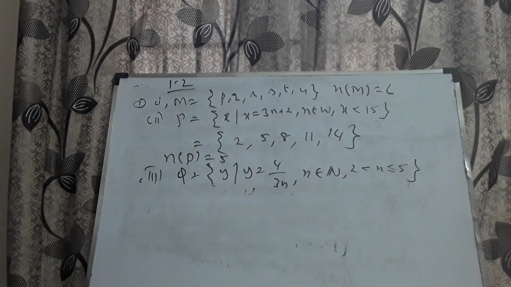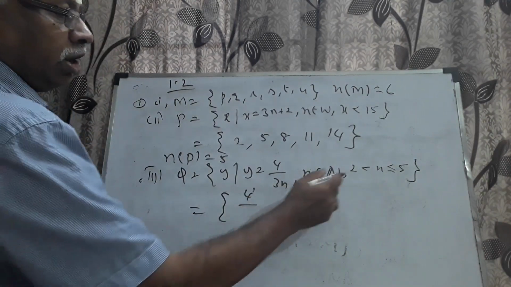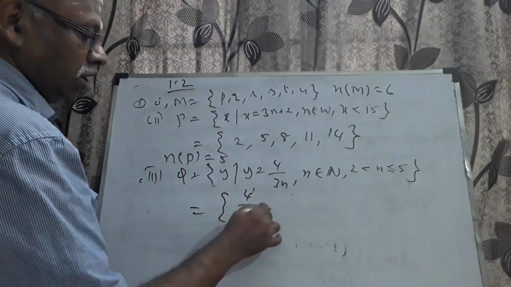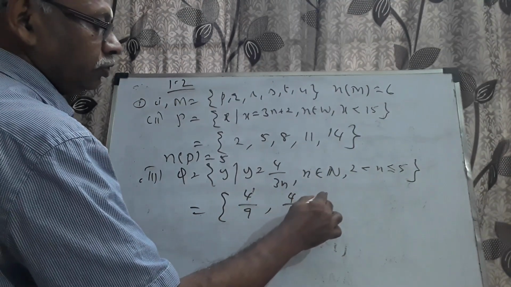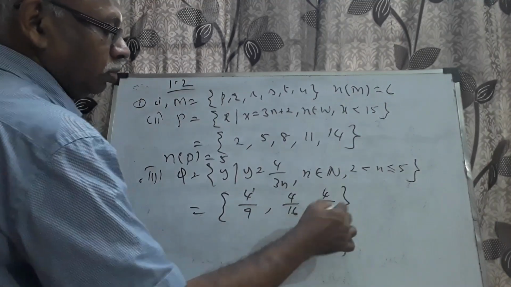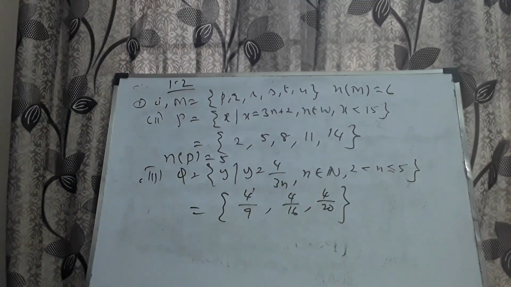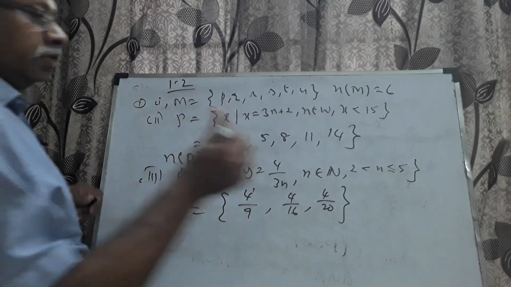Sorry. Therefore, here 4 by 3 3s are 9. Then 4 by 16. Then of course 4 by 20. 4 by 20 is nothing but 1 by 5. These are the elements: 4 by 9, 4 by 16, 4 by 20. Sorry, I made a mistake. It's not an empty set.